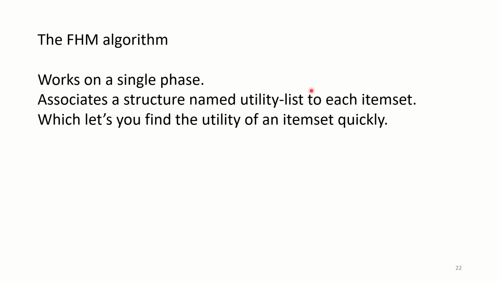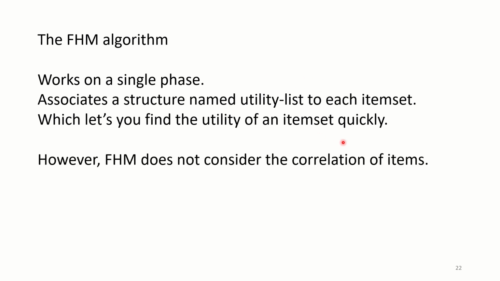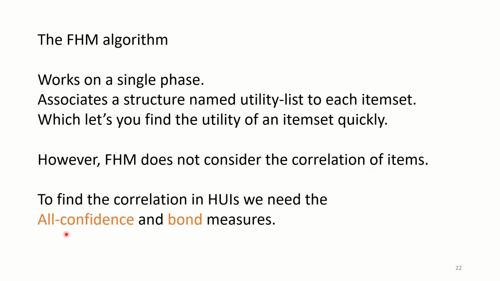We are not going to talk about what utility lists are because we don't have the time. However, FHM does not consider the correlation of items, and to find the correlation of items, the authors are relying on all confidence and bond measures. Now let's find out how to measure all confidence and bond measures.